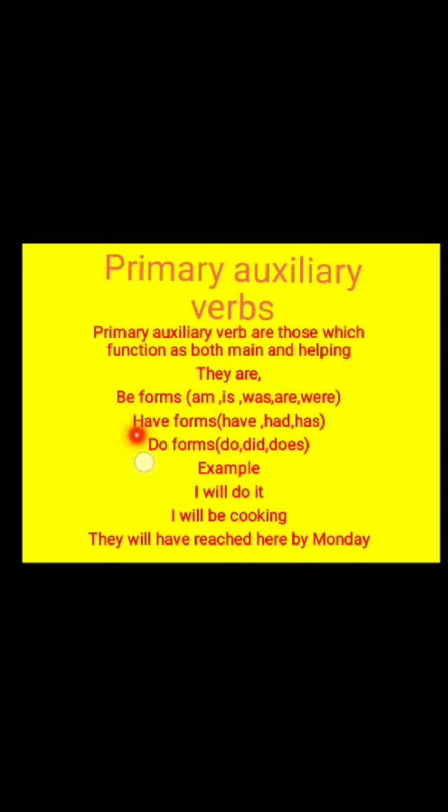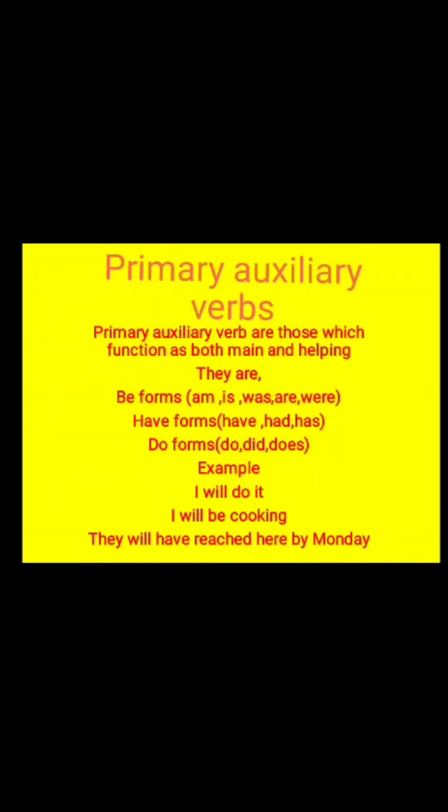Have is also a main auxiliary verb. Do is also a main auxiliary verb. So be, have, do, these three will act as main auxiliary verbs, which are called primary auxiliary verbs. Other than be form, am, is, was, are, were will be used as helping verbs. In the have form, we can see have, had, has. So had and has will act as helping verbs. Do, did, does. Here did and does will act as helping verbs.